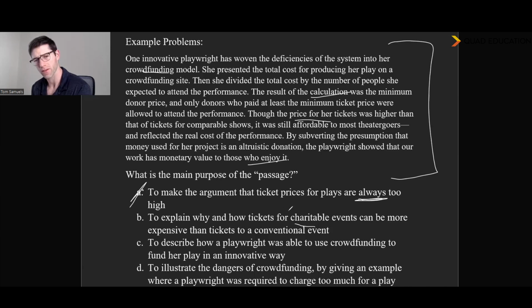Charity, I don't know if this is charity. I'm kind of confused. Maybe I'd have to look back, but my gut reaction would be no to this because it just seems sort of out of scope. To describe how a playwright was able to use crowdfunding to fund her play in an innovative way, I don't see anything immediately wrong with this, and that, by the way, is a good sign for a good answer.